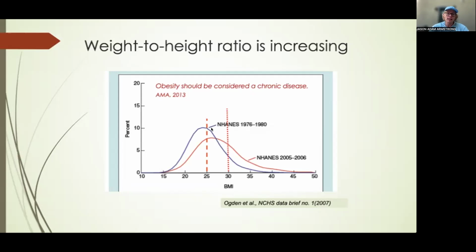So if we take NHANES data from 1976, the average BMI was 25. So the mean was 25, and you can see there's a pretty normal distribution around it. We would expect a normal distribution, by the way. The larger your sample size, the more likely you are to get a normal distribution. So pretty normal distribution with the mean being 25.